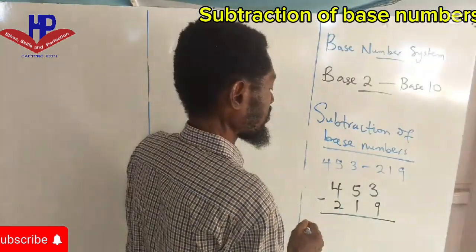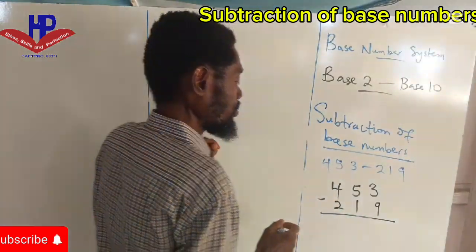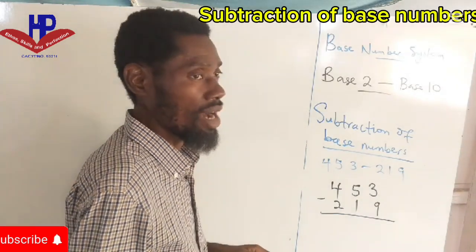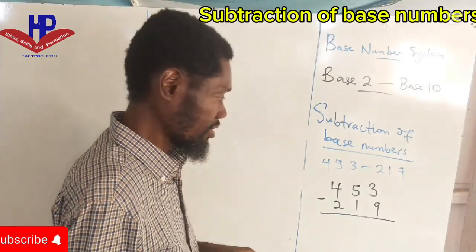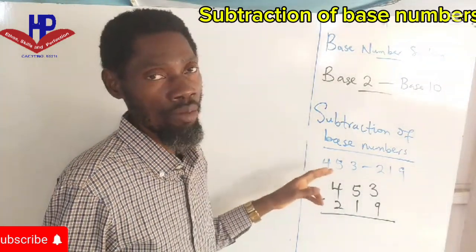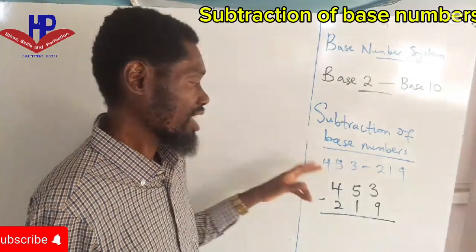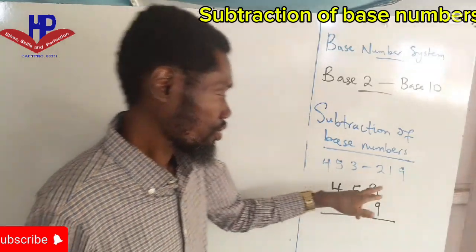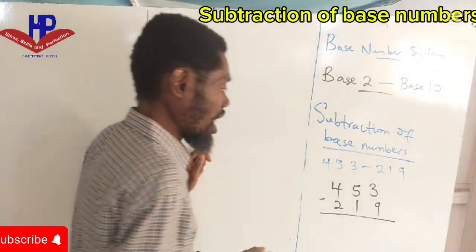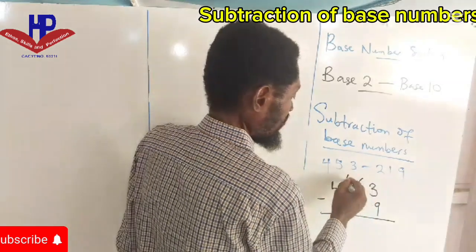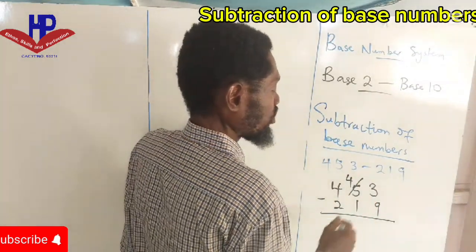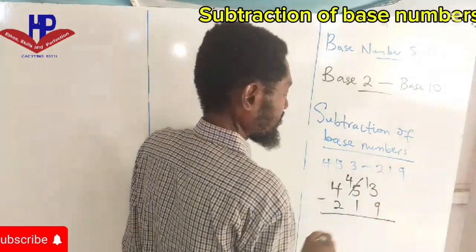We want to subtract. Remember I told you, if a base is not specified, that number is a base 10 number already. There's no specific base written on these numbers. So we are dealing with base 10 numbers. 3 take away 9 is not possible. So you borrow 1 from 5, you're left with 4. The one you borrowed, add it to 3, that becomes 13.